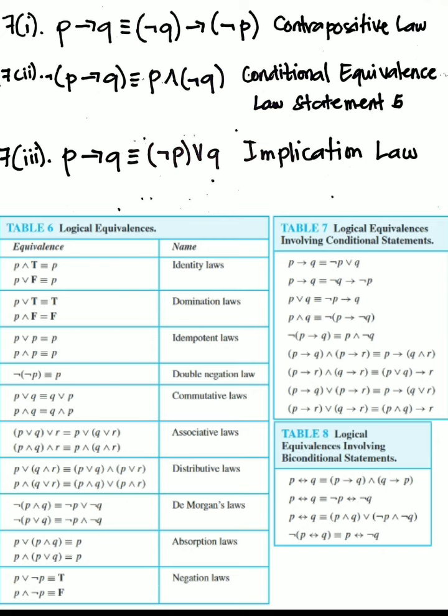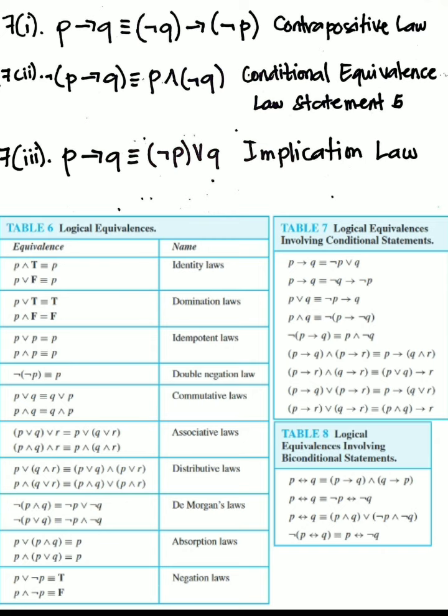How about question 7i? P implies Q is equivalent to negate Q implies negate P. Same process again. Just look at the laws, and the contrapositive law says that P implies Q is equivalent to negate Q implies negate P, which is true. So question number 7i is the contrapositive law.